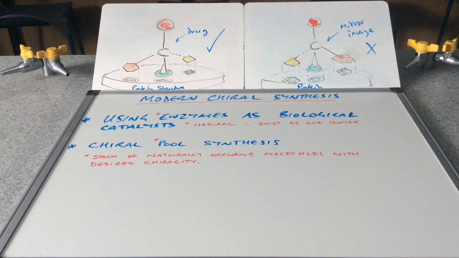The second method we can talk about is called chiral pool synthesis. A chiral pool is basically a stock of chiral molecules, often naturally occurring molecules, which occur as the single optical isomer. So they would have the inbuilt, desired chirality that you need in your final drug molecule. I've put a couple of examples up there of some naturally occurring molecules. We could be using alpha amino acids or sugars.